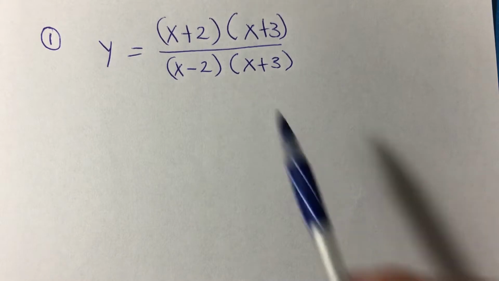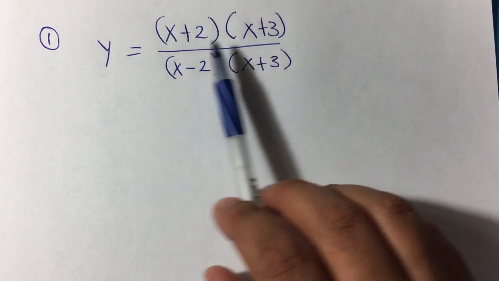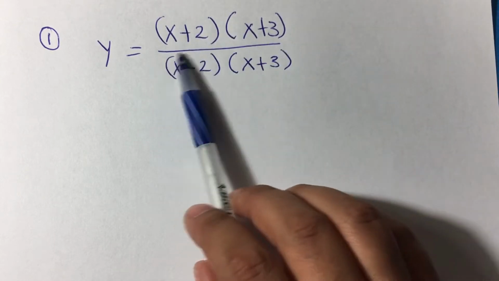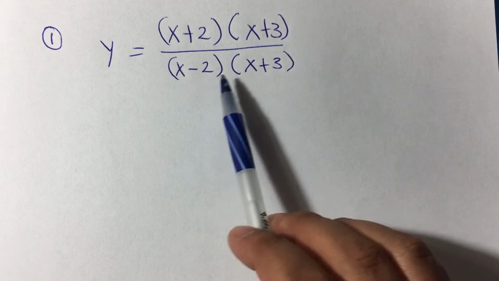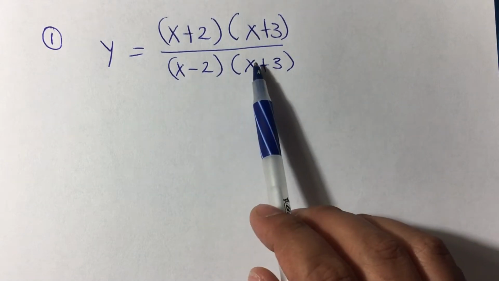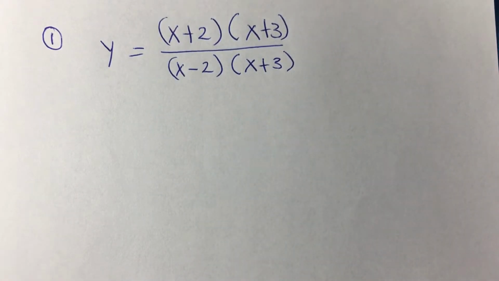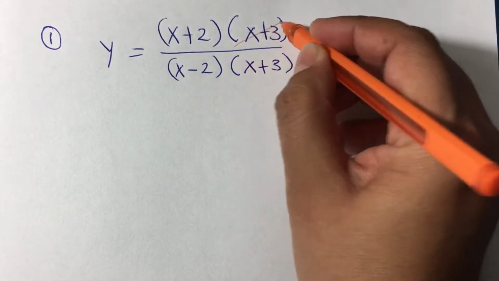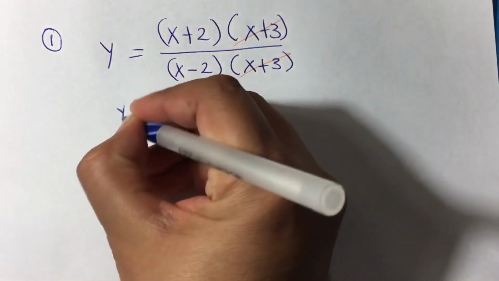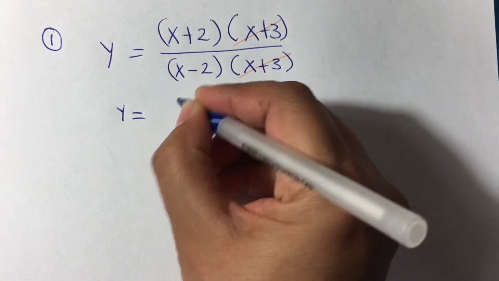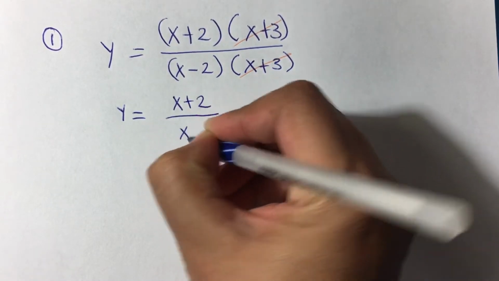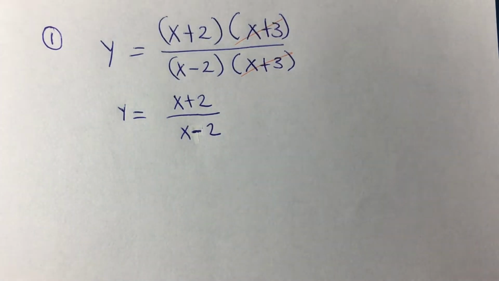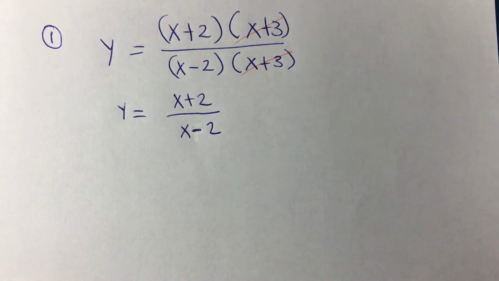Okay, so when you have factors like this already, you can see that y equals x plus 2 times x plus 3 all over x minus 2 times x plus 3. The first thing that we're going to do is cancel whatever is the same. So x plus 3 divided by x plus 3 becomes 1. And so what am I left with? It's y equals x plus 2 divided by x minus 2. So that's the simplified rational.